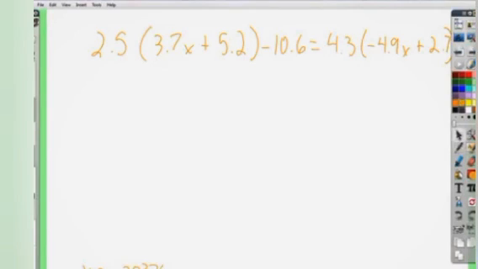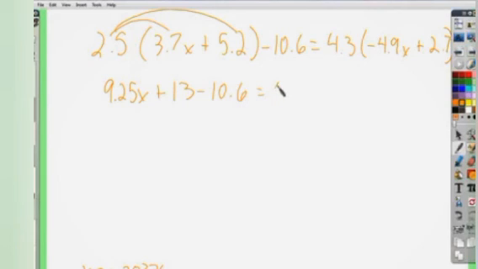Something like this, you just need to take one little step at a time, right? I see a number, I see parentheses, okay? And then I'll distribute that, right? So 2.5 times 3.7 gives me 9.25x, plus 2.5 times 5.2 gives me 13, still minus 10.6, equals, distribute the 4.3.